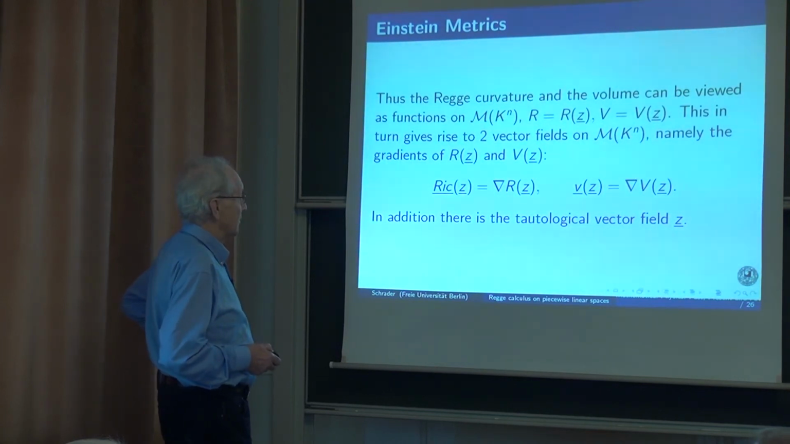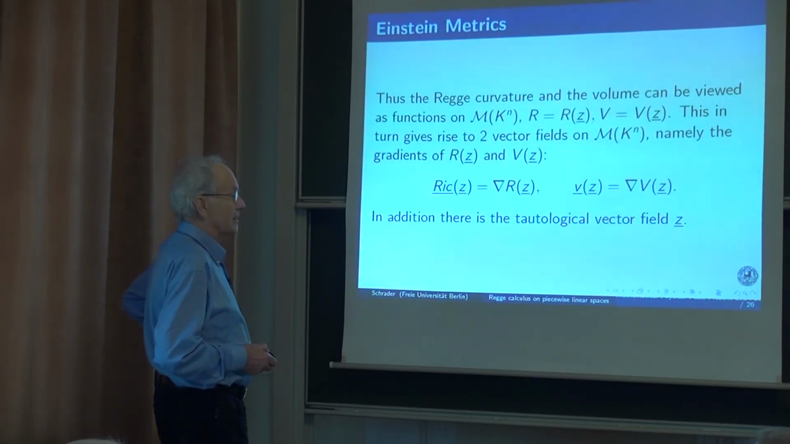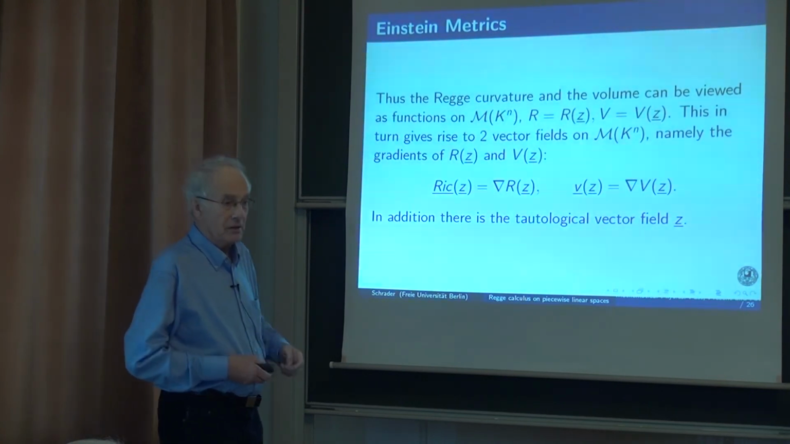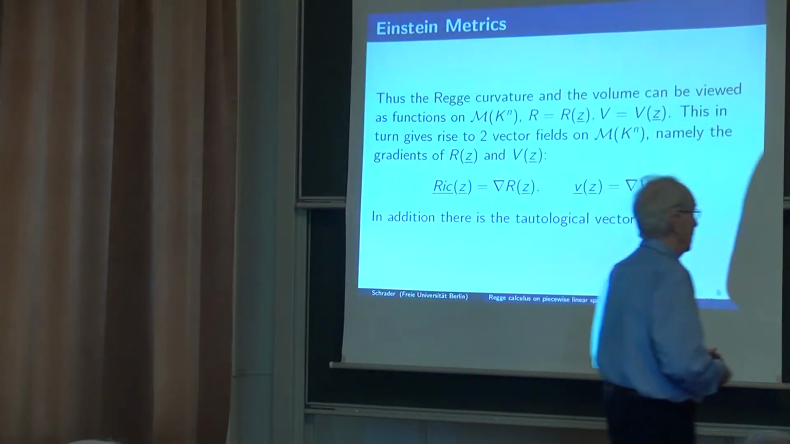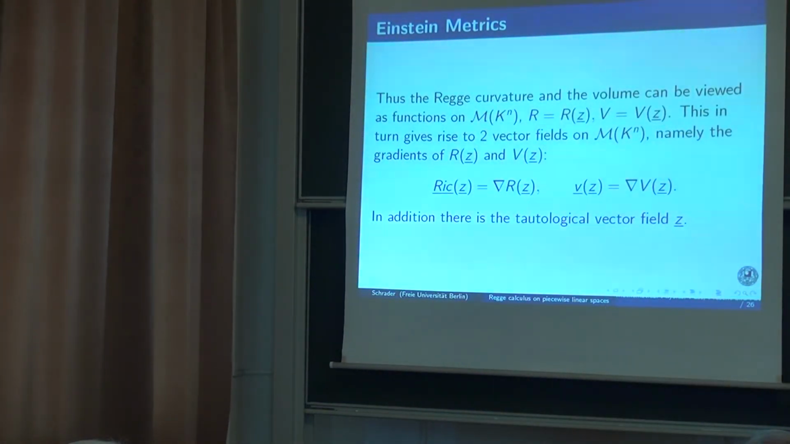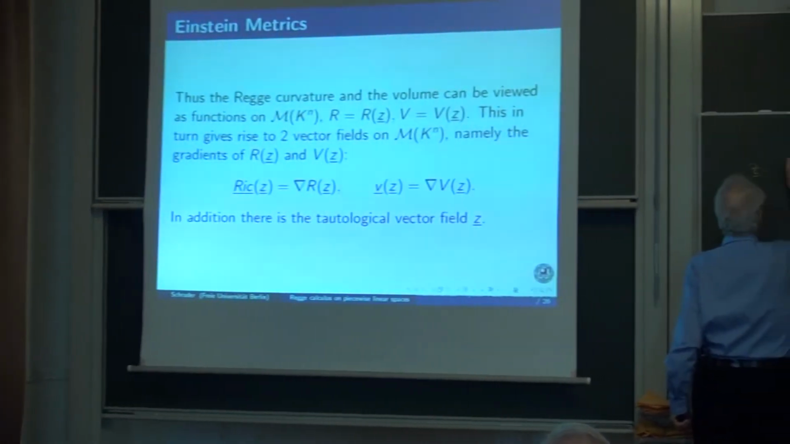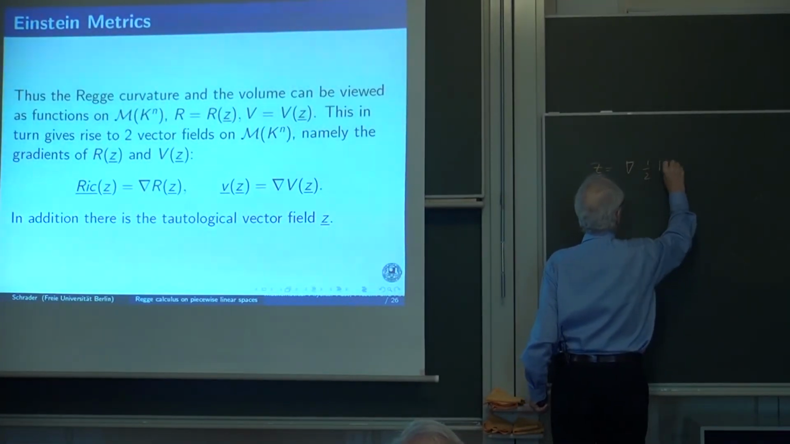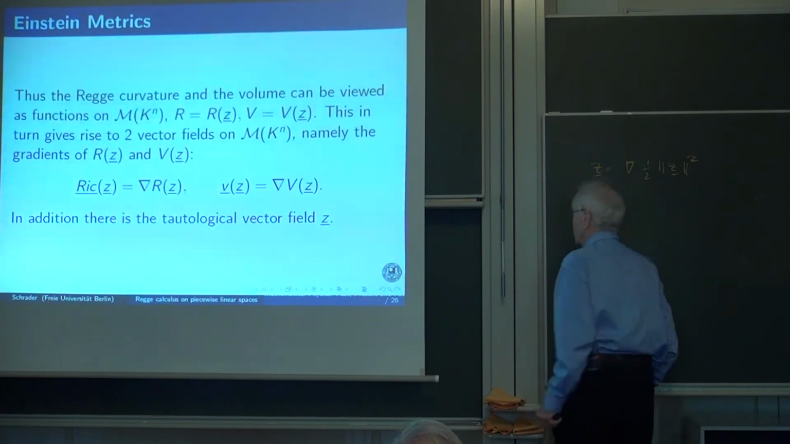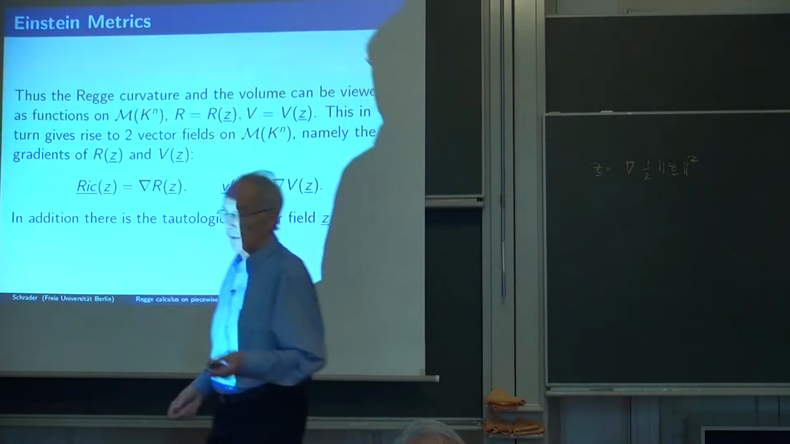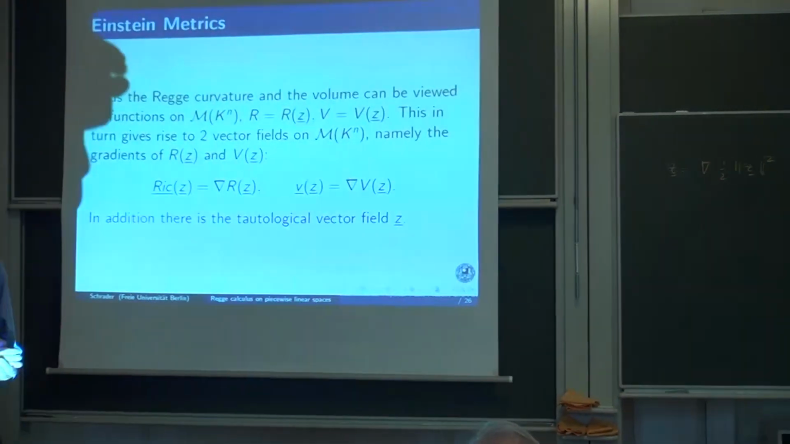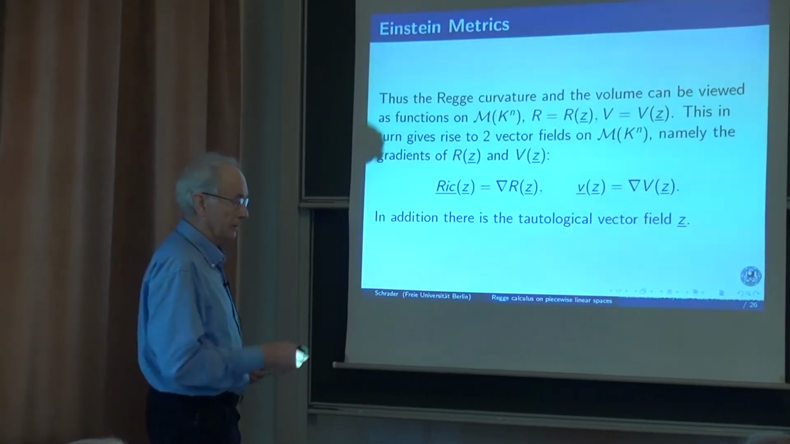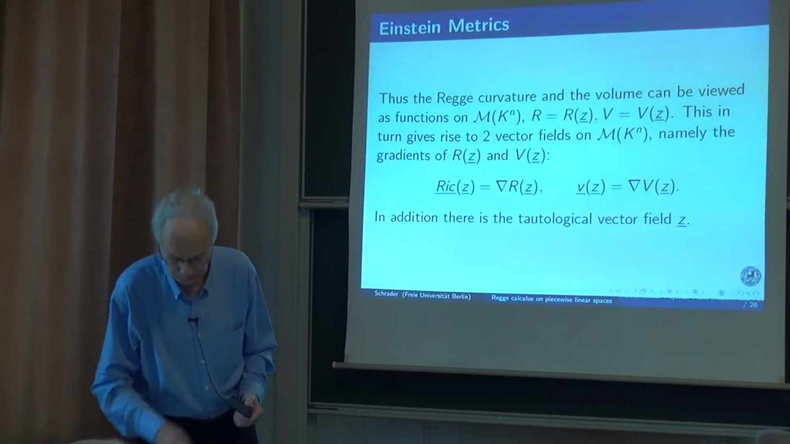And then there is z itself. It's a tautological vector field. I mean, it's just the gradient of z. You can also write this as the gradient of one half the length of z squared. And this you can call the tautological one. So you have three vector fields at your disposal, naturally. Yes? So, next.